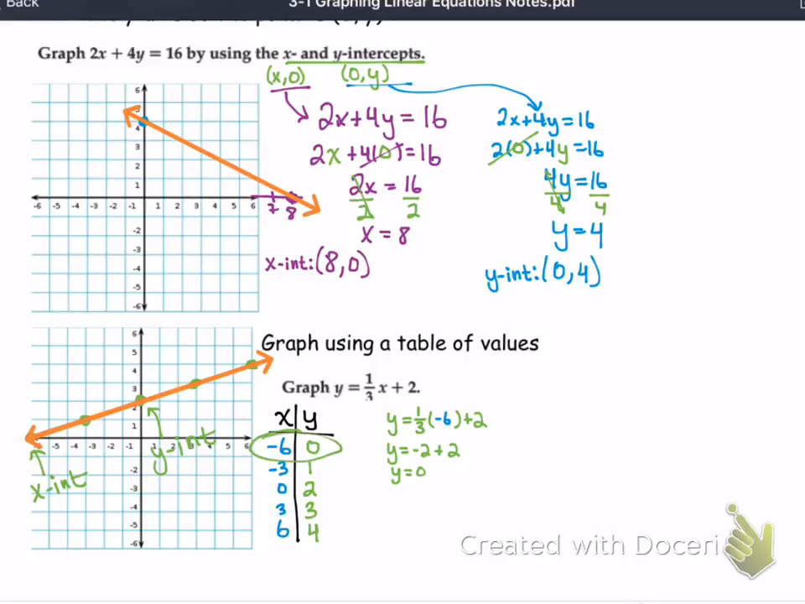This is my x-intercept, and this is my y-intercept. So all of these are so connected: algebra with a table, with the graph. We're going to jump down to the next page. I believe this is the last page, and we're just going to practice using x-intercepts and y-intercepts.